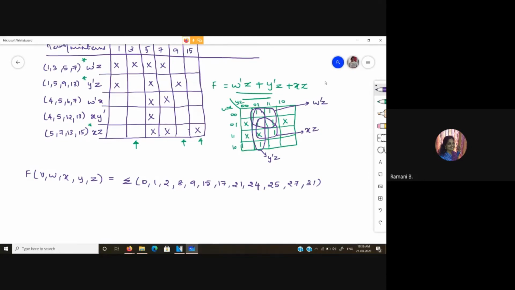So please note down this problem and practice it. When coming for the next session, whenever we are able to continue with the portion, I will give the solution for this. So thank you guys.